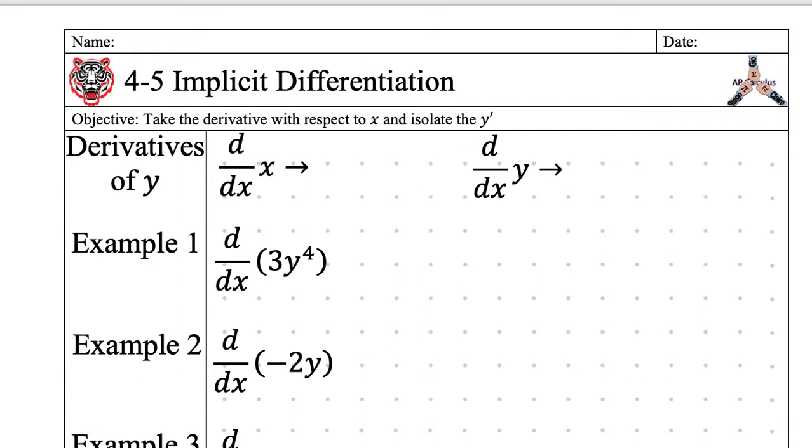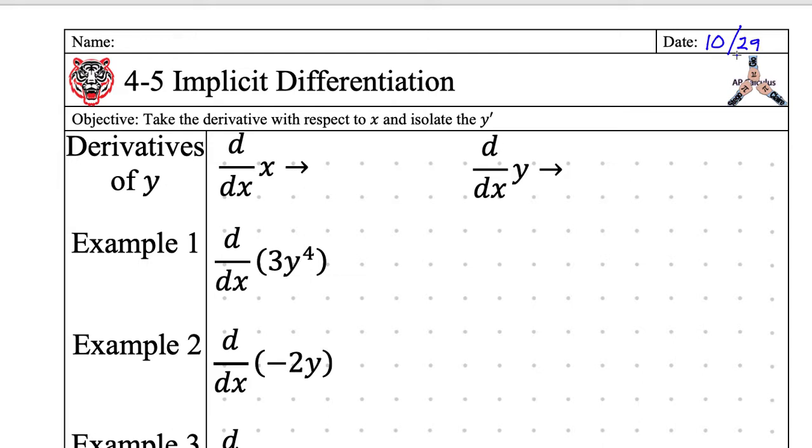All right, so this is AP Calculus. Today's date is October 29th, 2019. Okay, so we're talking about implicit differentiation today. And implicit differentiation is just basically when you take the derivative when you have x's and y's mixed together.